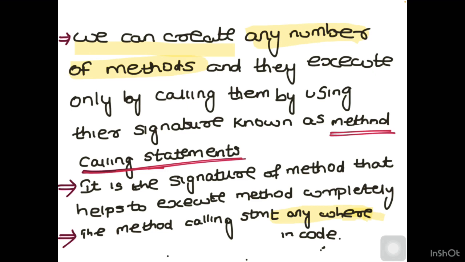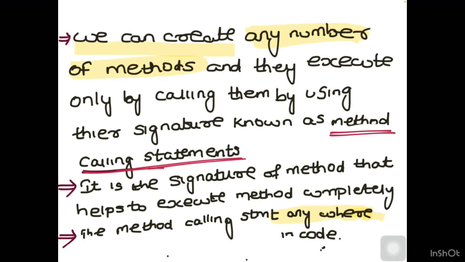If I write the code at the end of the program, I can create any number of methods as I wish, as per my requirements. I can create any number of methods and any number of logics in the program, and if I have to perform that method, I can call it any number of times and anywhere in the code.